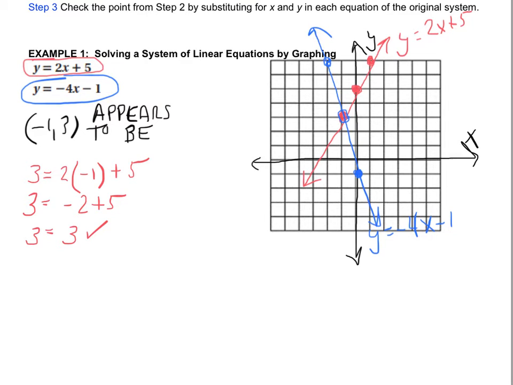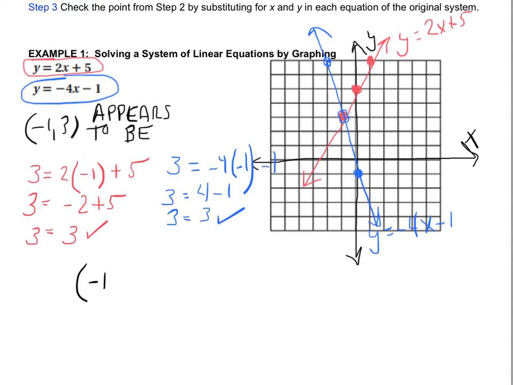But I need to make sure it works for the second one, so don't cheat and shortchange that. So again, I'm going to plug in the 3 for the y. I'm going to plug in the negative 1 for the x, and I still have a minus 1. If I follow through, I get negative 1 times negative 4 is a positive 4, and it checks for the second one.